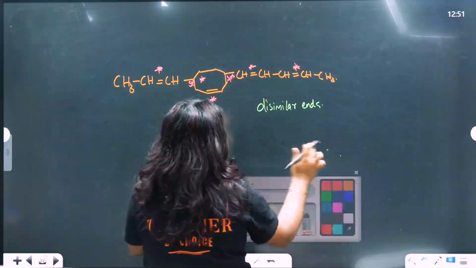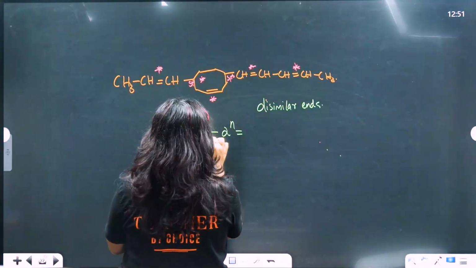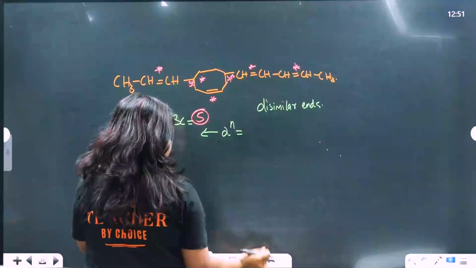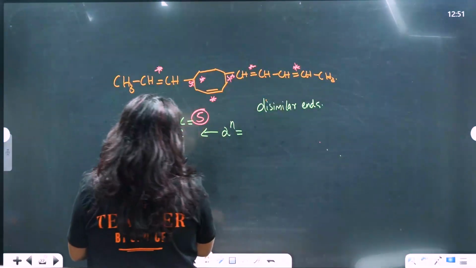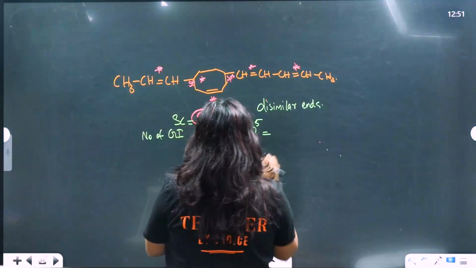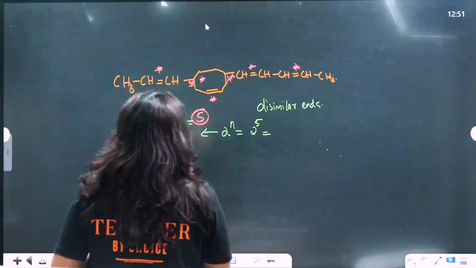So let me tell you, 2 raised to n is the number of geometrical isomerism. 2 raised to n means 2 raised to 5, correct? 2 raised to 5 will be the number of geometrical isomers possible from this particular compound.